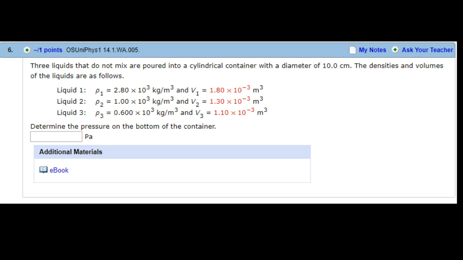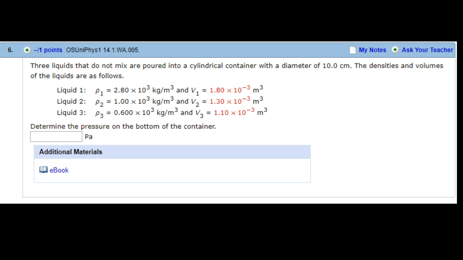a diameter of 10 centimeters. The density and volumes of the liquids are given. And so like the last one I did, I don't think the values I used are the same each time. For some reason, when I look at this, it changes. I guess that's how it's designed. But we'll get the general idea of how to solve this.